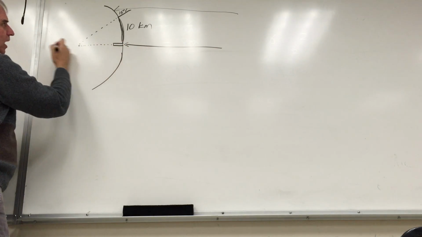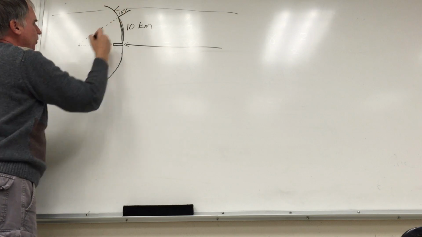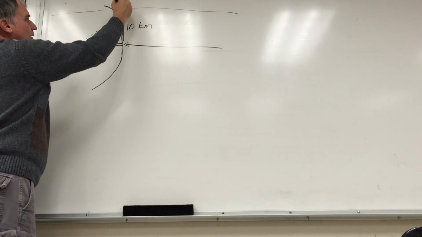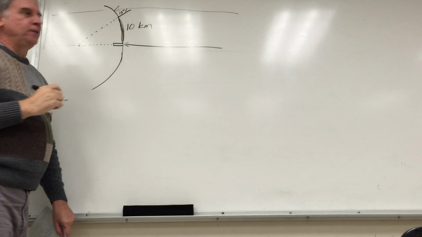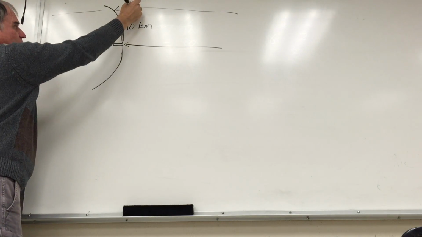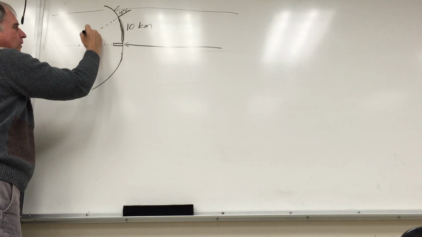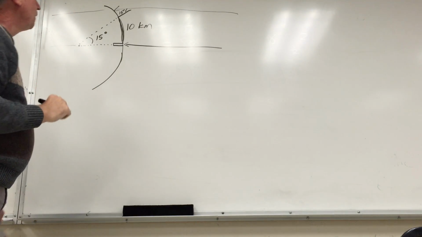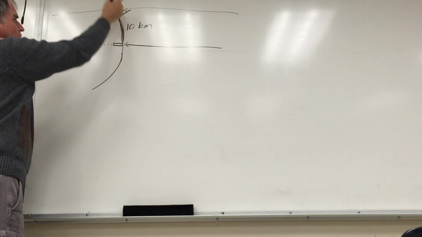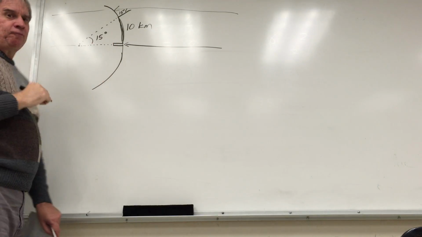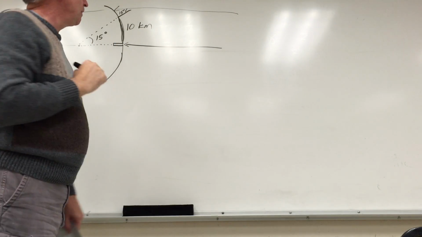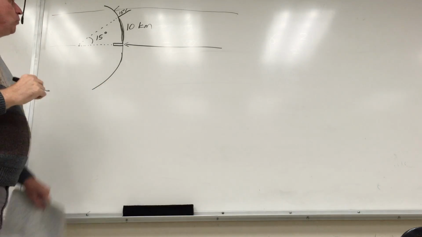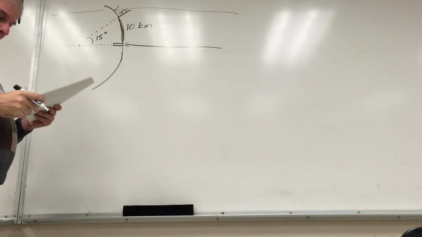Because this line is parallel to that one, we can use the rule of alternate interior angles. This is a diagonal across two parallel lines. This also has to be 15 degrees. Our goal is to figure out the entire circumference of the asteroid, and then we'll use that to get the radius.